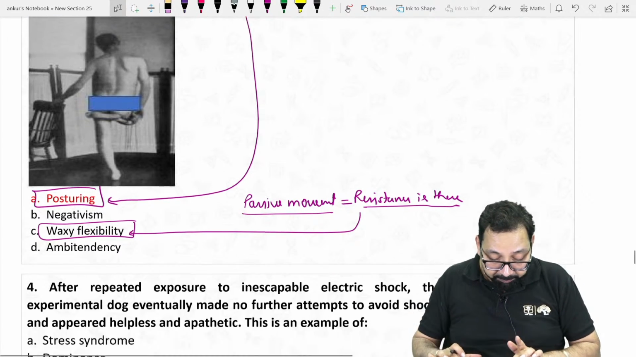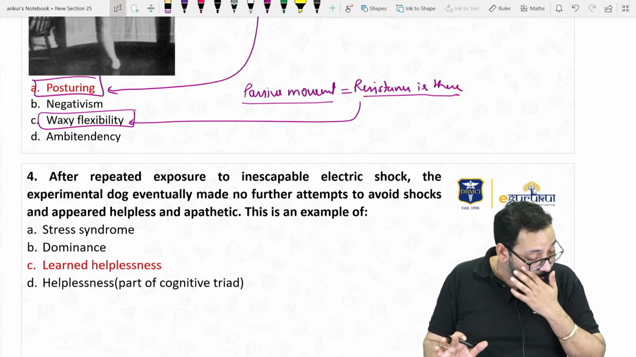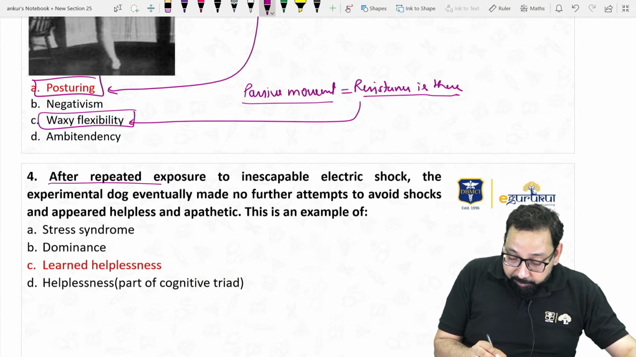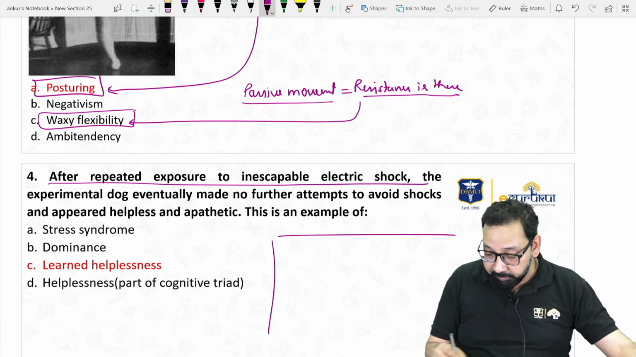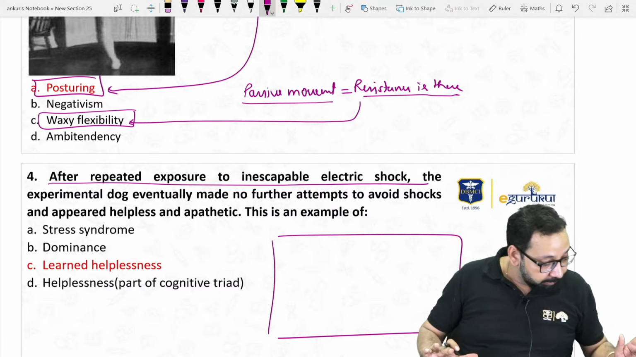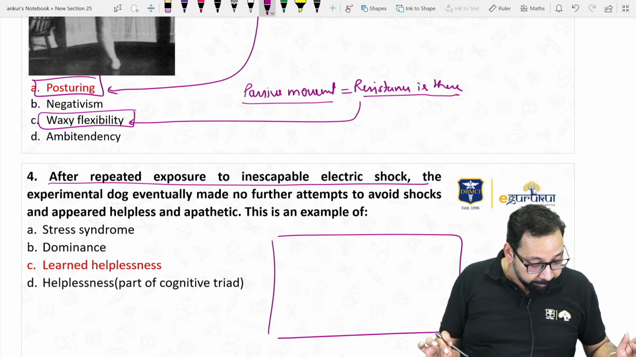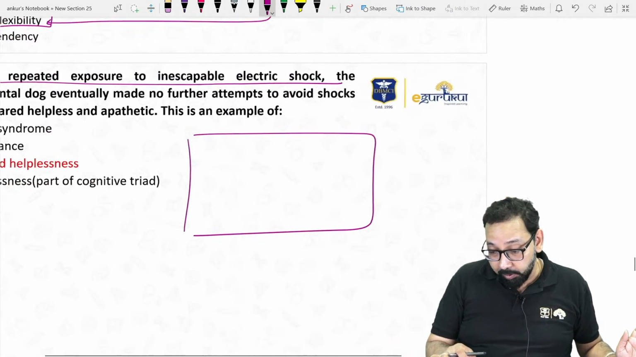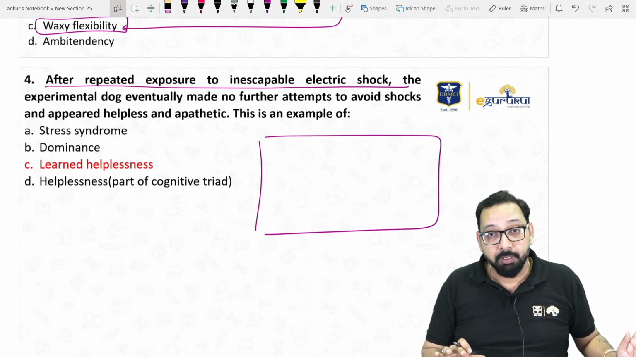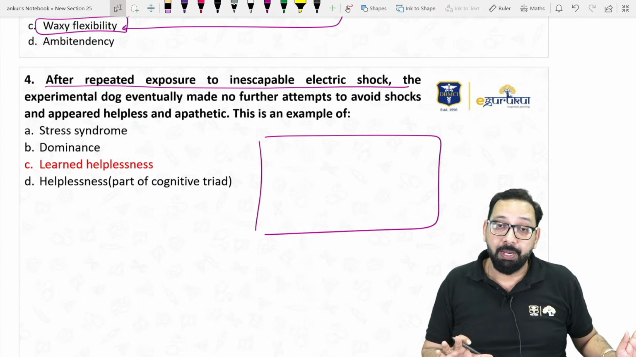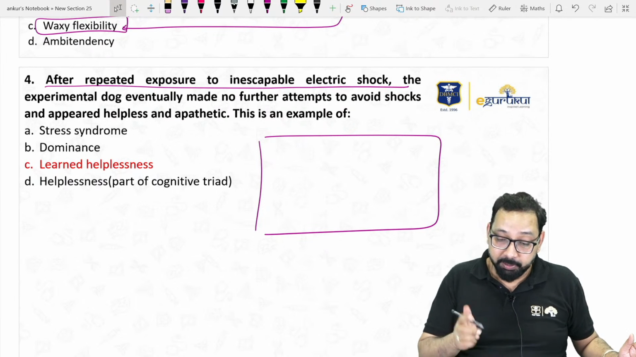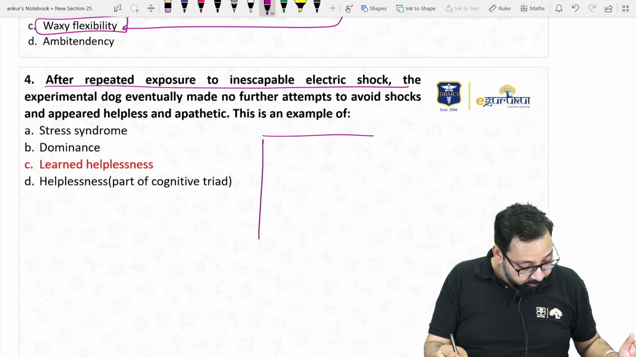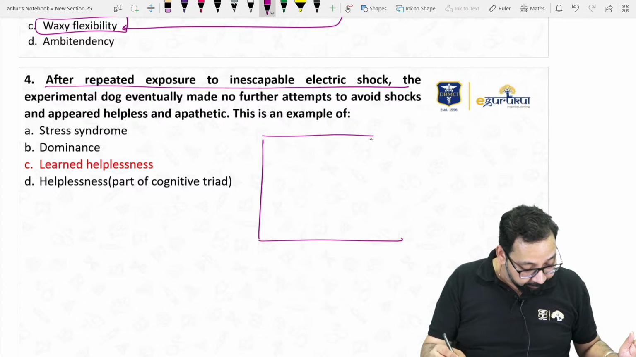Let me complete this question. This is a question from FMGE itself. After repeated exposure to, what was the experiment? Let me tell you this very, very important point from your exam point of view. If you follow this concept, you will never be hopeless. Let me tell you what the experiment was.